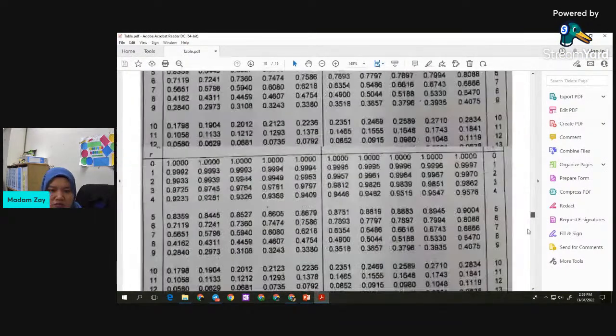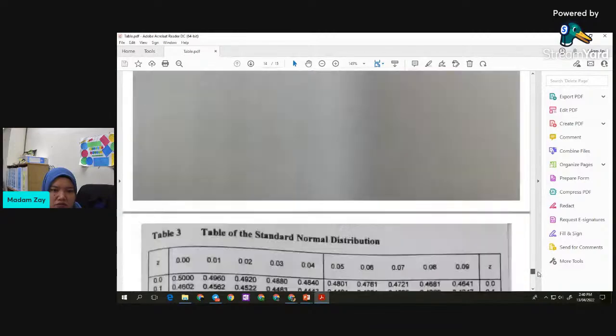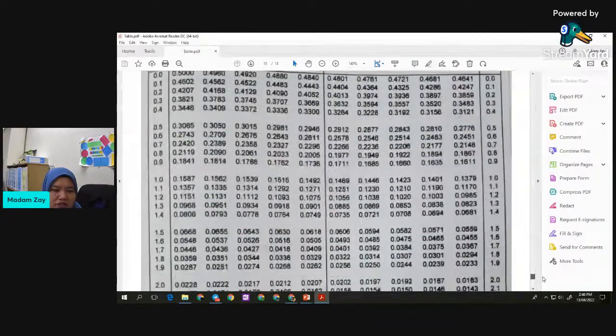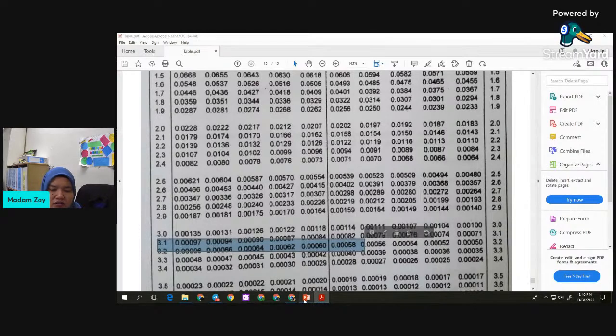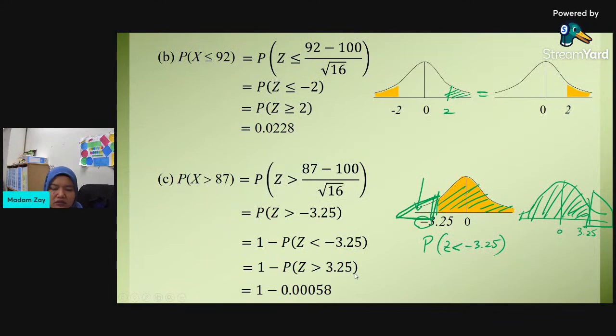Okay, nombor muka surat 20. 21. Okay. So 3.25. Mana 3.25? 3.25 kan? So 3.25 to 5. 5, this is 0, 1, 2, 3, 4, 5. So 0.0058. Betul ke? Ha, 1 minus 0.0058. Daripada table kita jumpa nilai dia adalah 0.00058. So 1 minus will be 0.99942.